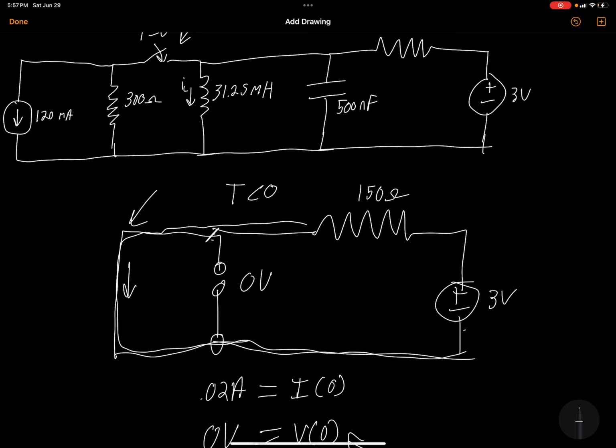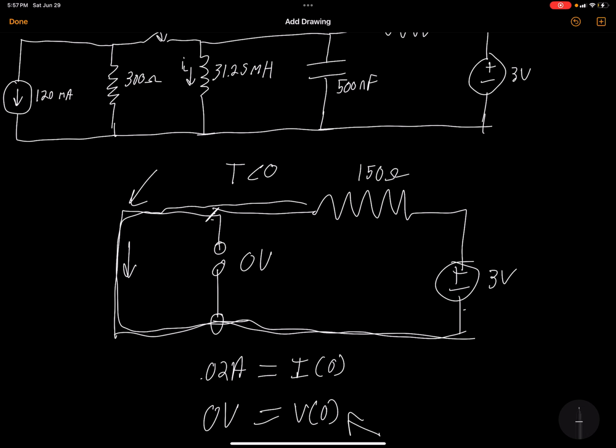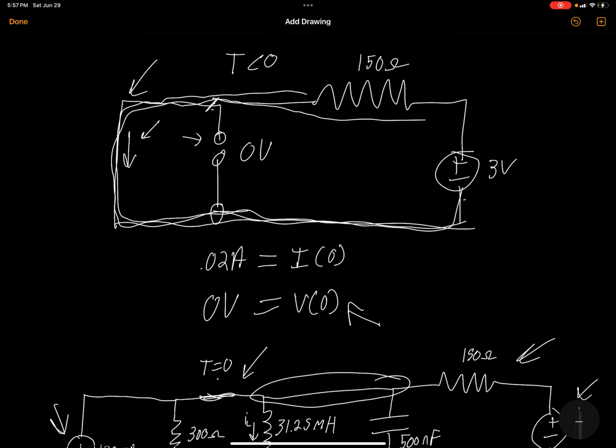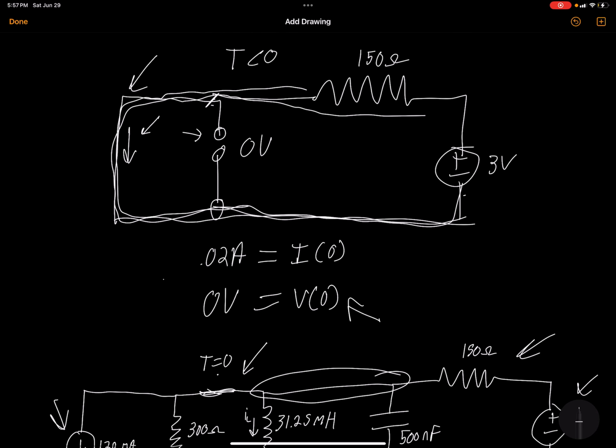But for t before zero, we have this circuit here, right? This capacitor will be open, the inductor shorts, and the shortest path for it to go will bypass that capacitor, go through the inductor, and back to the power source. And if you take 3 divided by 150, you'll get 0.02 amps, or 20 milliamps, and you'll get 0 volts for the capacitor because nothing goes through it.